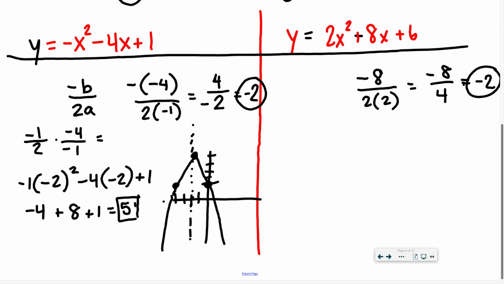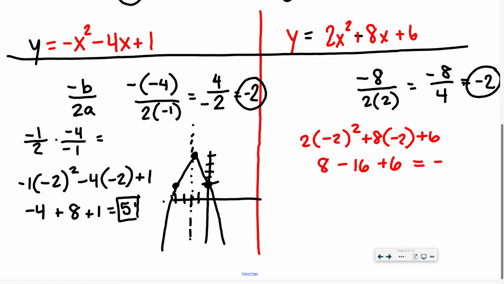Using that axis of symmetry, I'm going to substitute in here. Again, exponent first. -2 squared is 4 times 2 is 8. 8 times negative 2 is negative 16 plus 6. And that equals negative 10. Last, I know my y-intercept is positive 6. So it's here. So my graph will look like this.